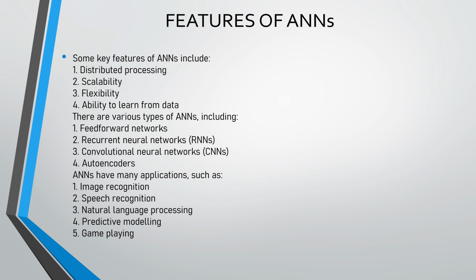Here are some key features of ANNs. We have the distributed processing, the scalability, the flexibility, and the ability to learn from data. We also have the various types of ANNs, which are feed-forward networks, recurrent neural networks, convolutional neural networks, and autoencoders. And ANNs may have many applications such as image recognition, speech recognition, natural language processing, predictive modeling, and game playing.